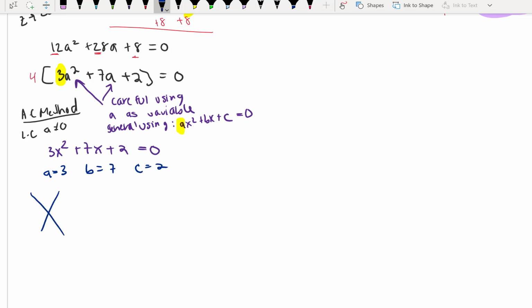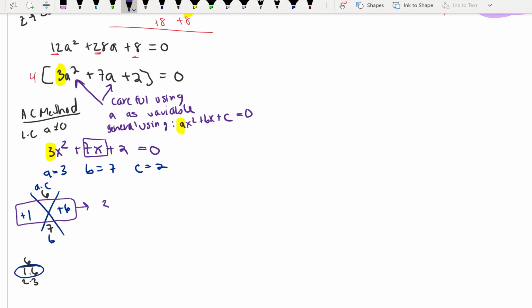So now when I do the a times c and the b value, well, a times c, 3 times 2 is 6, and my b value is 7. So the only two numbers that multiply to 6 and add up to 7 would be a positive 1 and a positive 6. So positive 1, positive 6. But be careful, our leading coefficient is not 1. So that means I am forced to rewrite this middle term.